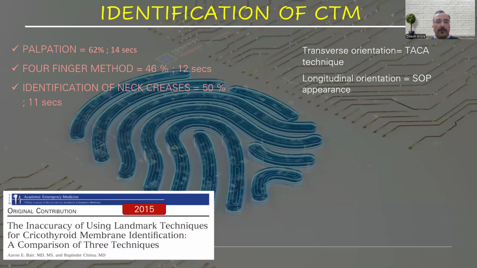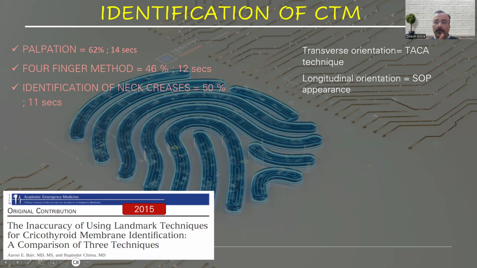So as I was saying, there were various methods to identify. One of them is the palpation method, four-finger method, and neck creases. All these techniques have been compared in this article, and none of them is absolutely foolproof that you can identify the required cartilage in 100% of the cases. Some is 62%, and that too, it takes a lot of time.